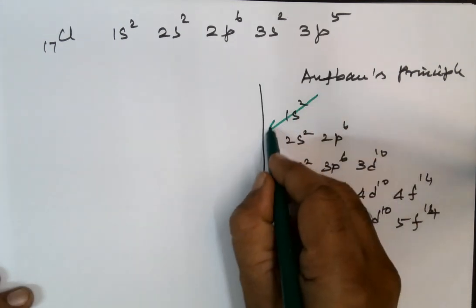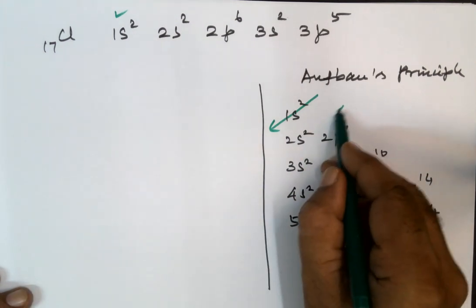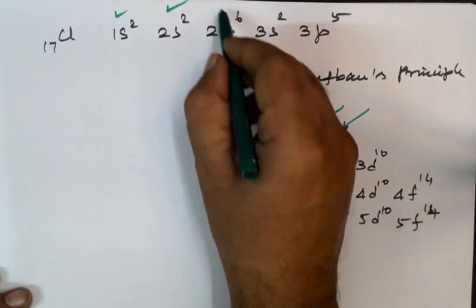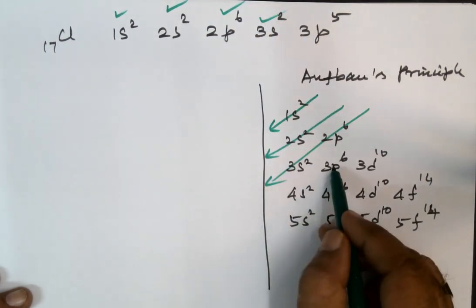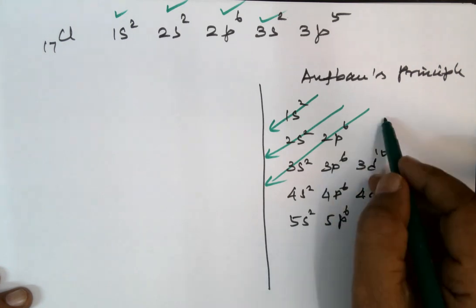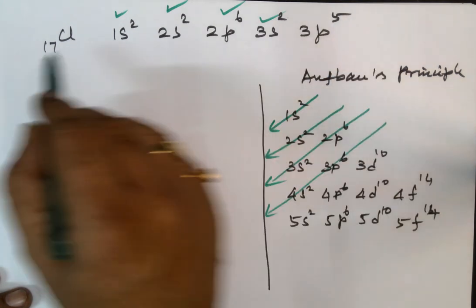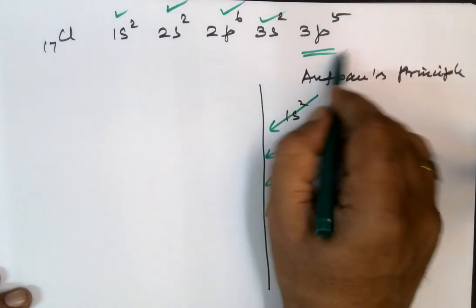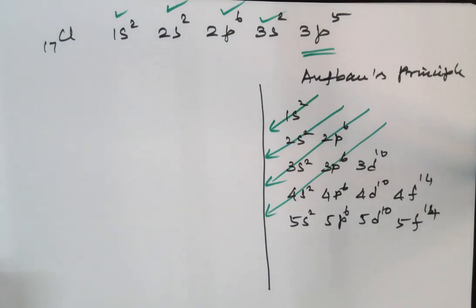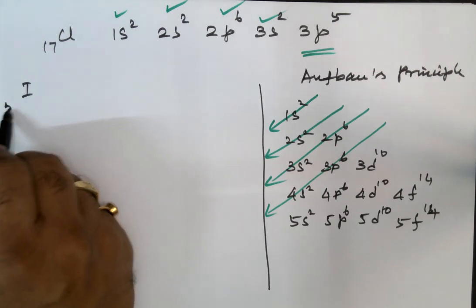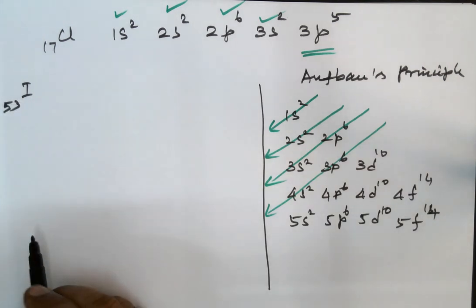First you write 1s2, then 2s2, so in the same direction you write 2p6, 3s2. After that you should go to 3p6, 4s2, but you cannot put 3p6 because you have only 17 electrons, so 3p5, and that is the last shell. And likewise let me take iodine. What is the atomic number of iodine? 53.